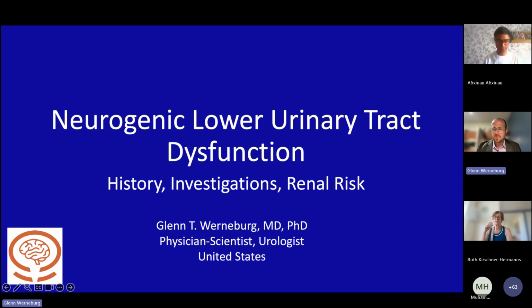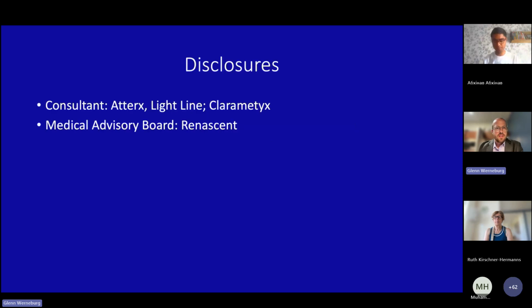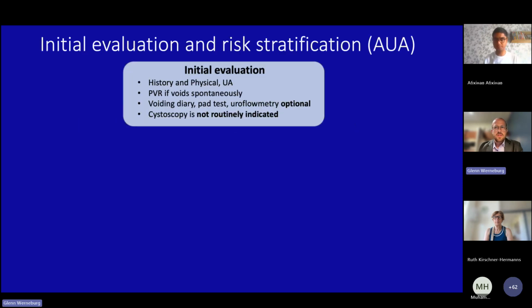I recognize that there will be a quiz of some sort following this. I'll point out particular aspects in my talk that I'd like you to focus on so that you can answer those quiz questions properly. These are my disclosures. So we'll start with a discussion about initial evaluation and risk stratification.